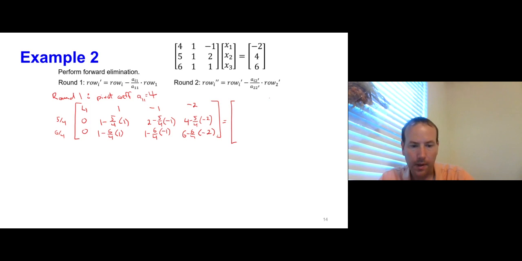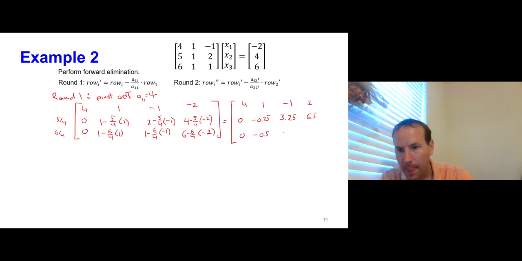Okay, and so if we multiply all those out, you should get something like 4, 1, minus 1, 2, 0, -0.25, 3.25, and 6.5. And finally we have 0, -0.5, 2.5, and 9.